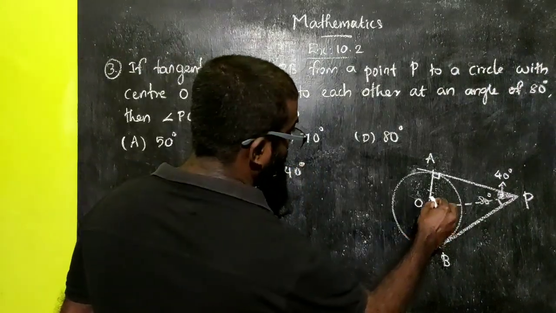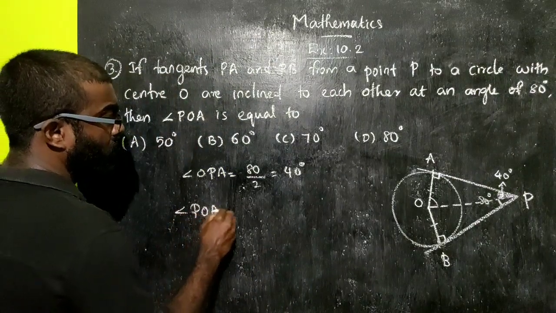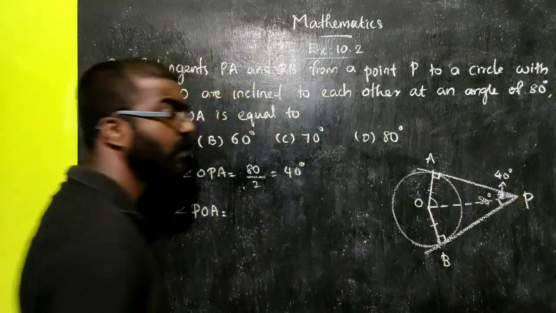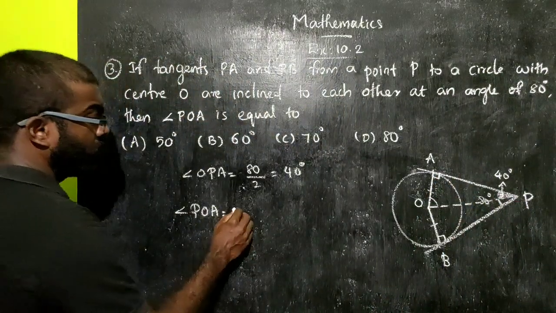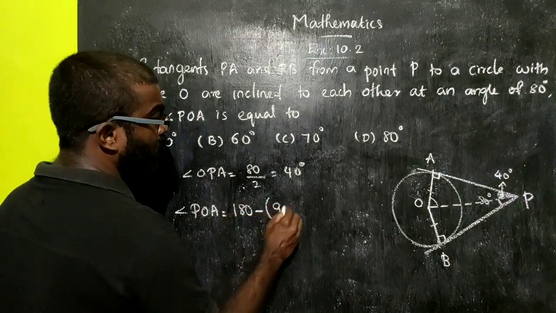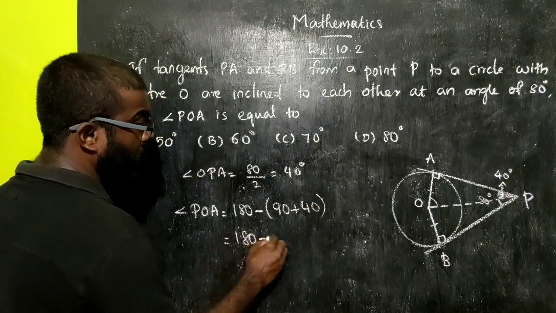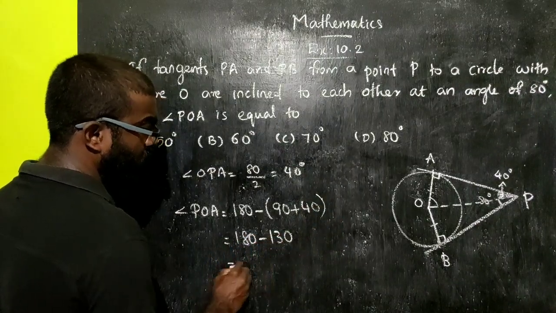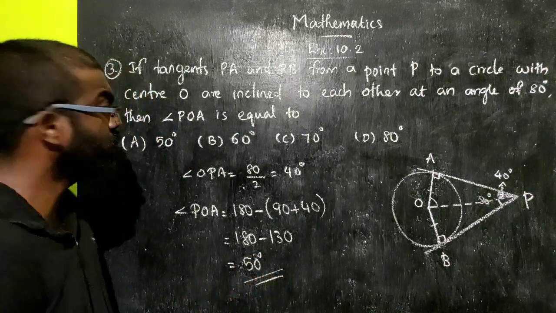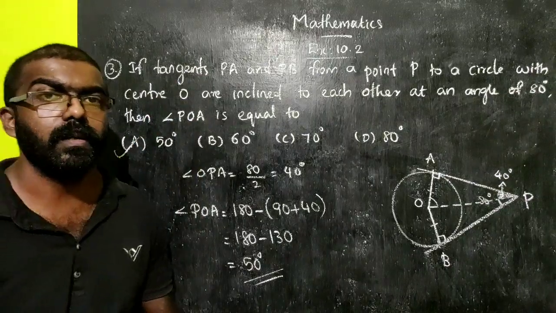Now we can find this angle POA. Angle POA equal to, in triangle OAP, we know one angle is 40 degree and one angle is 90 degree. So we can write angle POA equal to 180 minus (90 plus 40). That is 180 minus 130, which gives 50 degree. So angle POA equal to 50 degree. So option A is the right answer, 50 degree. Clear?